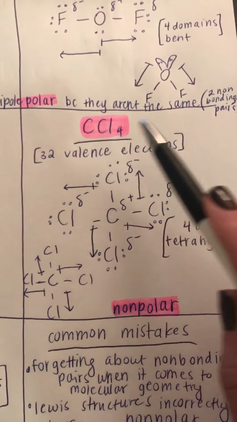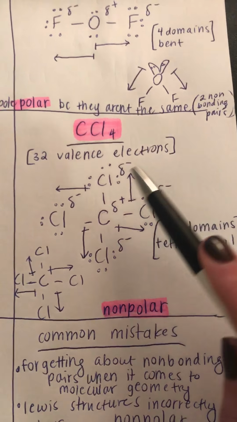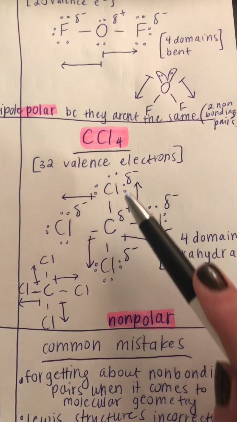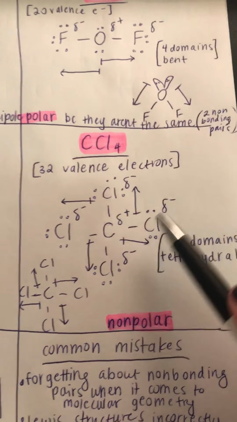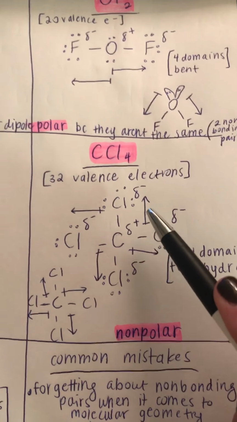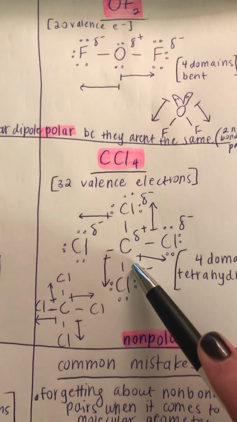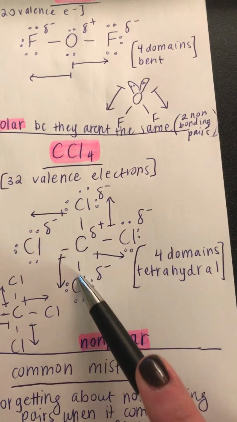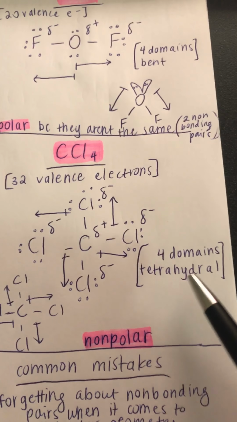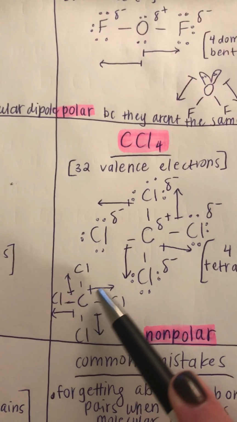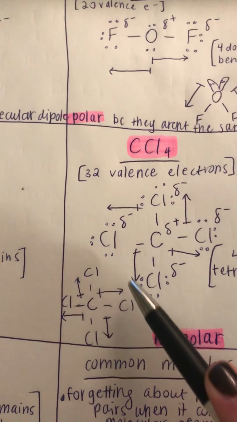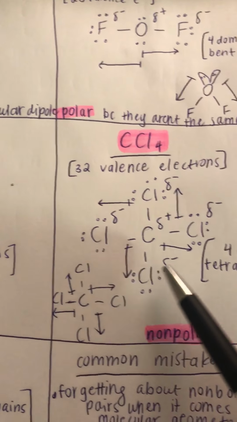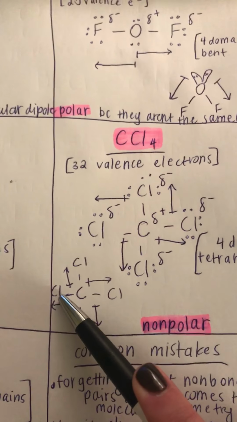Here we have CCl4, 32 valence electrons. I've drawn the dot structure again. Cl is more electronegative than C, so we have partial negatives with a partial positive, which means your bond dipoles are going to be going this way, this way, this way, and this way. So here we have 4 domains, which makes this a tetrahedral molecular geometry. So here I've drawn that, and we have 1, 2, 3, 4, and your bond dipoles as well. So this is going to be nonpolar because these are going to cancel out.